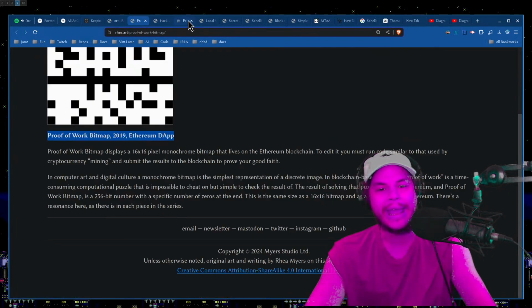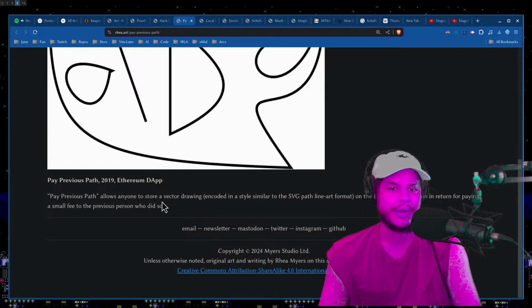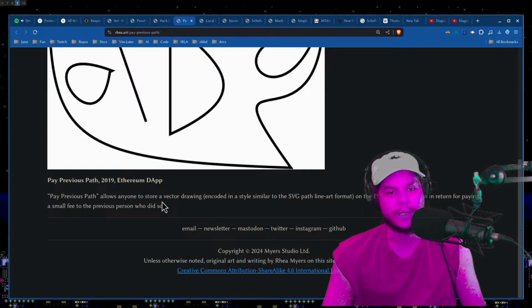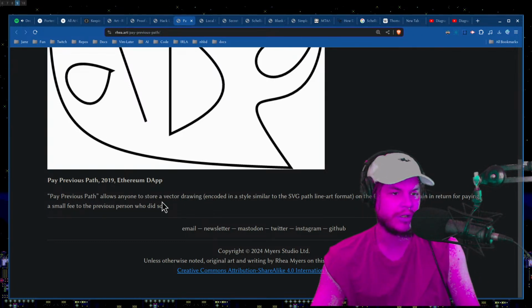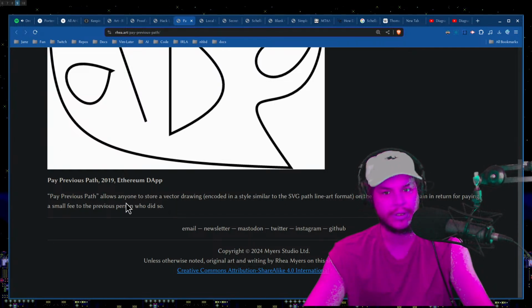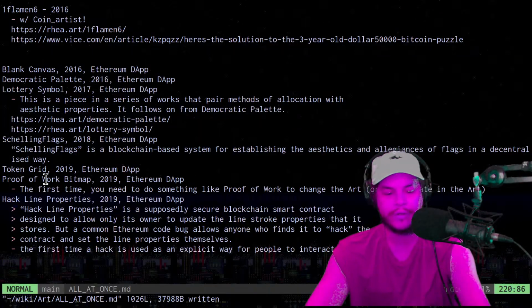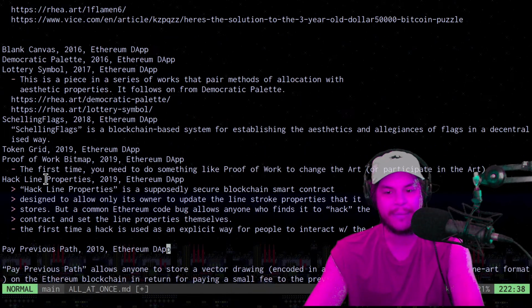We've got Pay Previous Path. So Pay Previous Path allows anyone to store a vector drawing encoded in a style similar to an SVG path line art format on the blockchain, in exchange for paying a small fee to the previous person who did it. Love that. More of these experiments. This time you have to give money to the last person.